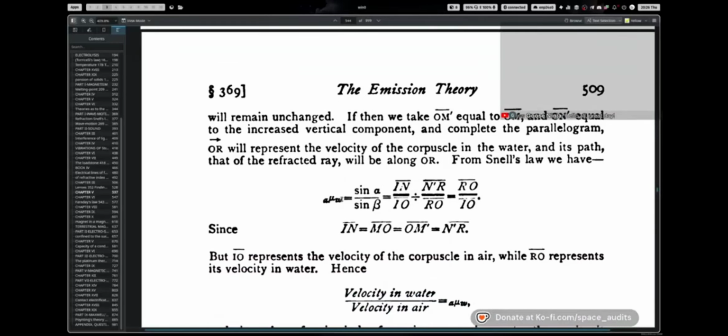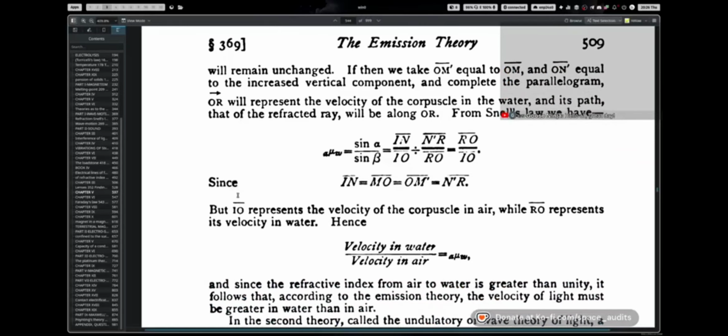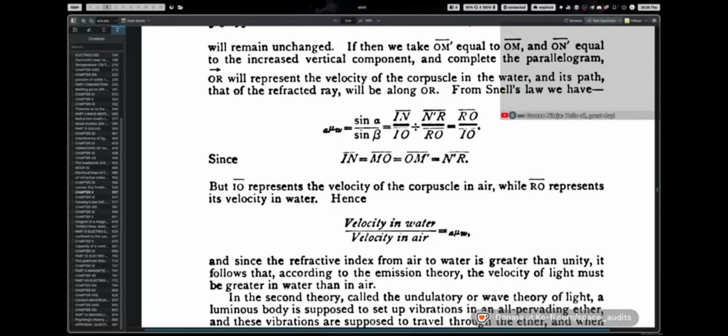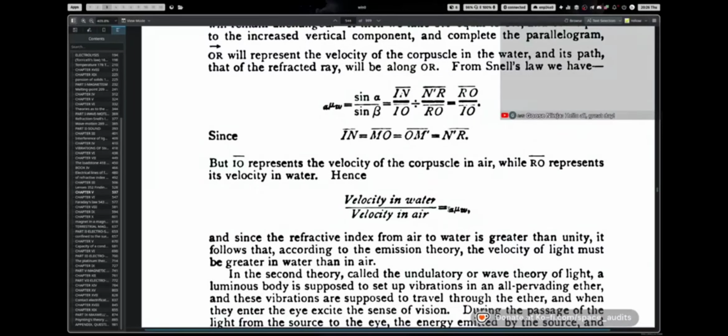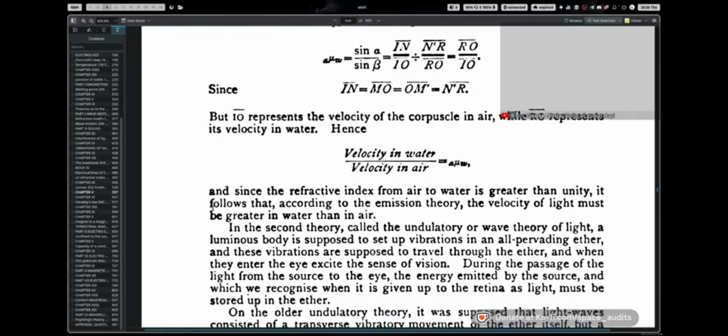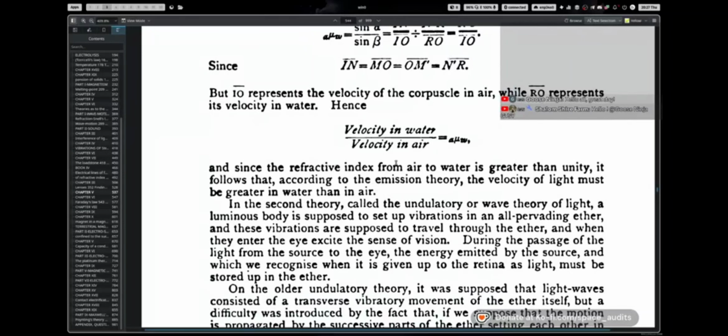From Snell's law, we have the following equation here. But since IO represents the velocity of the corpuscle in air, while RO represents the velocity in water, the ratio of the velocity in water over the velocity in air is given by alpha mu omega. And since the refractive index from air to water is greater than unity, it follows that, according to the emission theory, the velocity of light must be greater in water than in air.